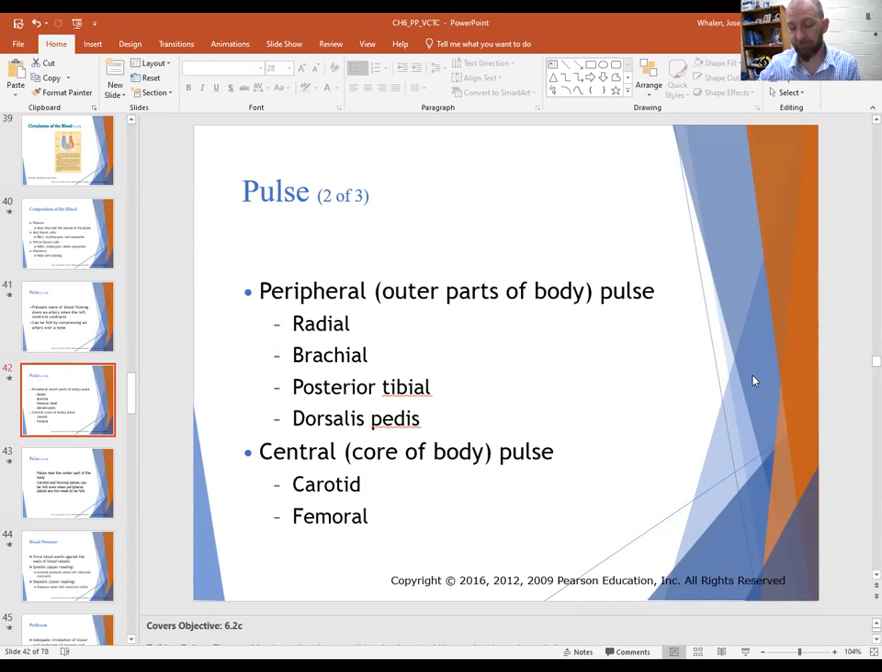Now, we have two types of pulses that we'll need to know. The first is peripheral pulses. And these are on the outer parts of the body. These are all located on our extremities. Two are on our arms and two are on our legs here that we're going to talk about. First, starting close to the core of the body, but on the outer parts, we have the brachial pulse, which we know is in the upper arm here.